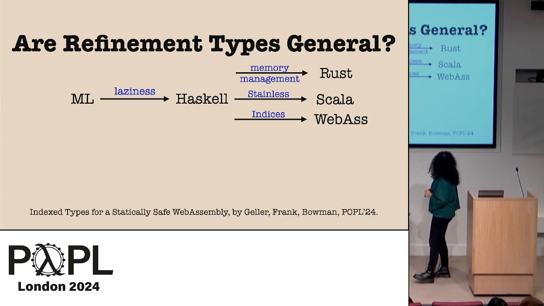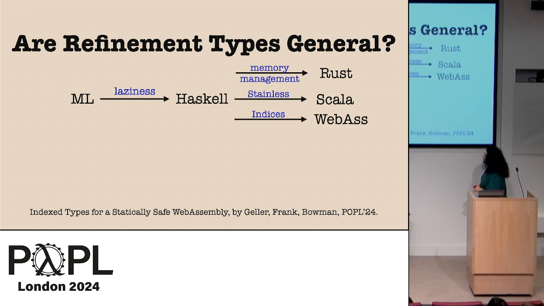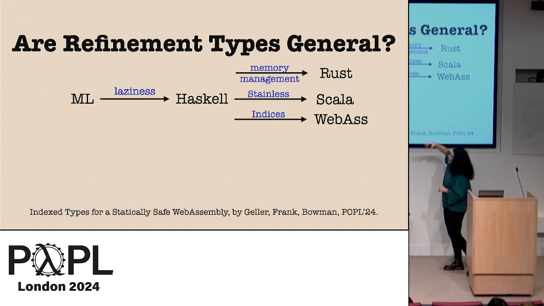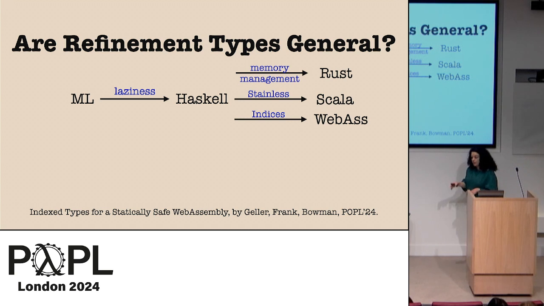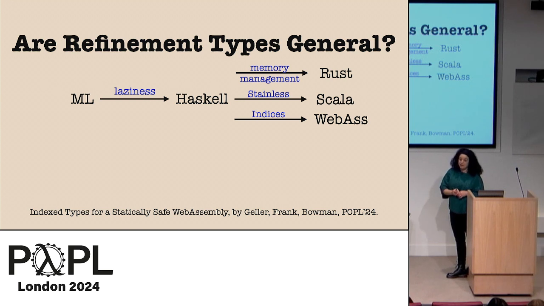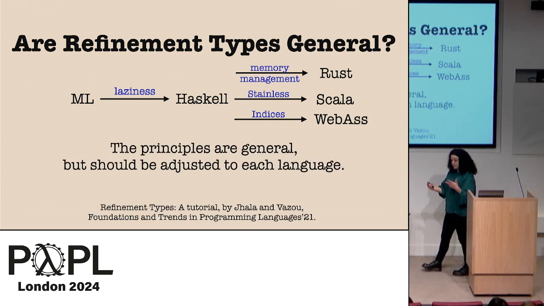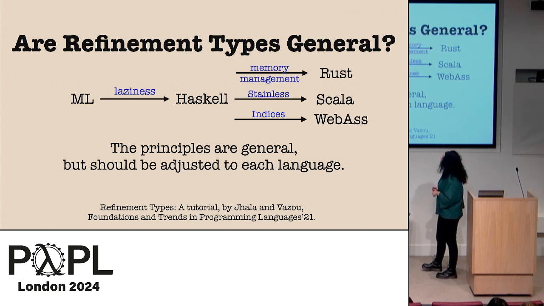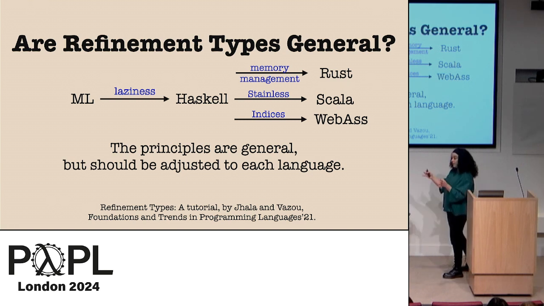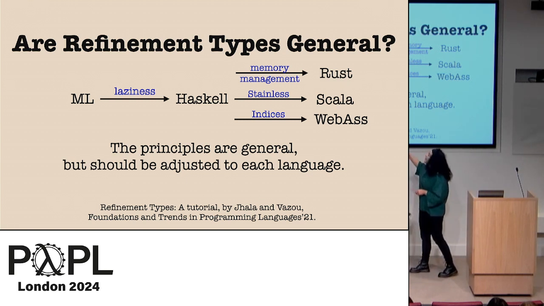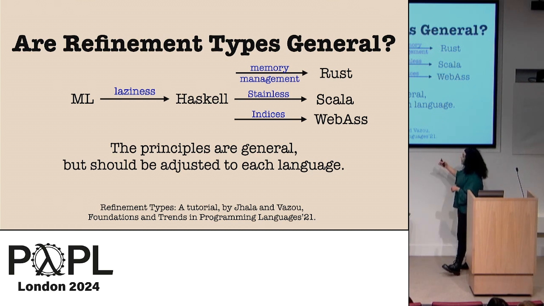And actually, in this POPL, tomorrow, there is a paper that is using index types for WebAssembly, but indexes are again a much lighter form of refinement types, and they use this indexing to remove runtime checks from WebAssembly. So there are many languages that use refinement types, and all of them need some adjusting when you develop them. So yes, if you develop a refinement type system for a language, you have to carefully think what the features of the language are. But there are many principles that are exactly the same, and they are general.